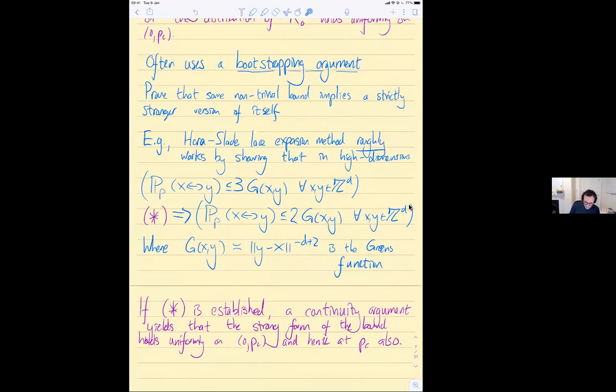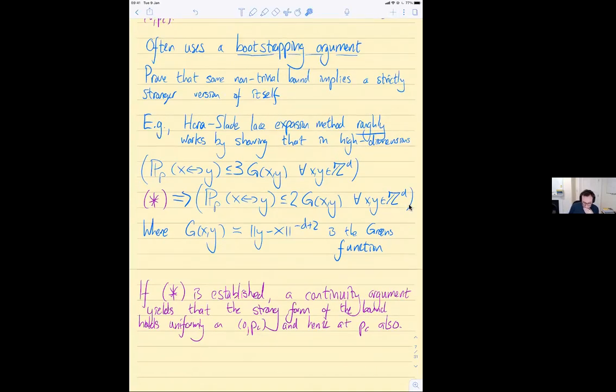And if you can prove such an implication, again, you deduce via elementary continuity considerations that in fact this strong form of the bound has to hold uniformly all the way up to pc. Basically, because if you started violating the strong form of the bound, then when you've only just started violating it, you're still going to satisfy the weak form, but then you must satisfy the strong form. And of course, most of the work of Hara and Slade is to prove this implication.